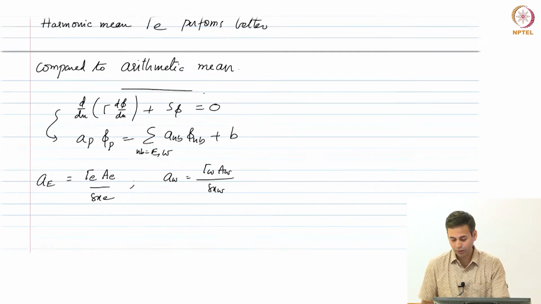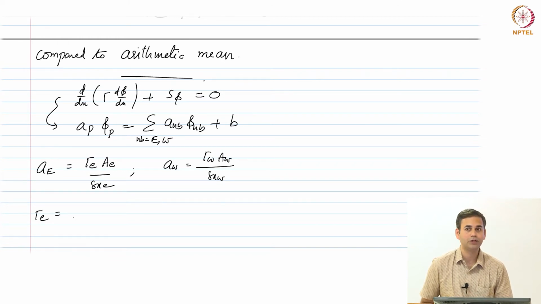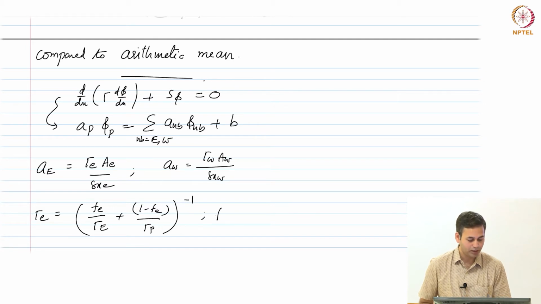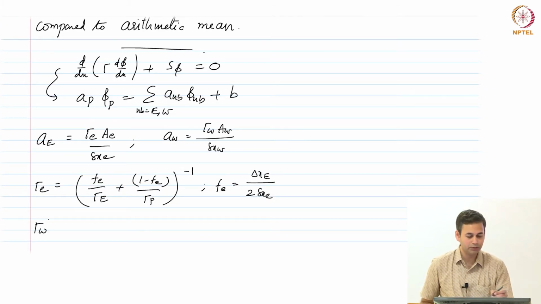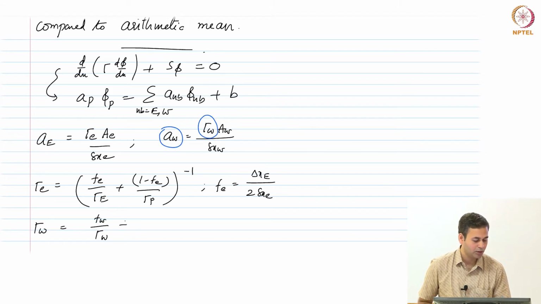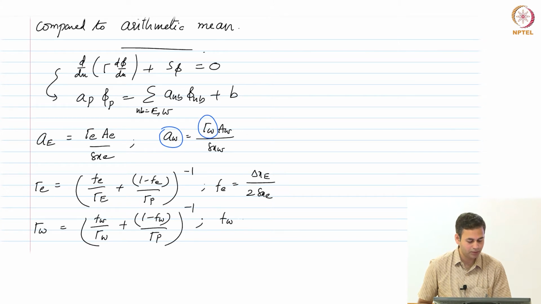Then how do you now model gamma little e, the diffusion coefficient on the east face, as the harmonic mean? This is f e upon gamma capital E plus 1 minus f e by gamma p, to the power inverse, where f e is del x e by 2 delta x e. Similarly, what would be gamma w that we get here in the coefficient for A w? This would be, of course, f w upon gamma w plus 1 minus f w upon gamma p, to the power inverse. And what would be f little w? This would be delta x w upon 2 delta x w.